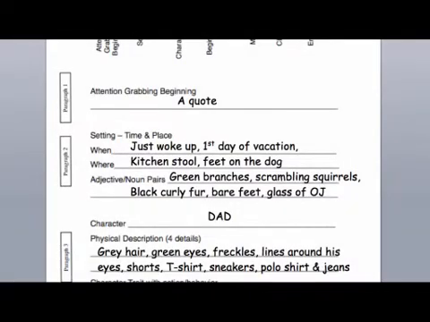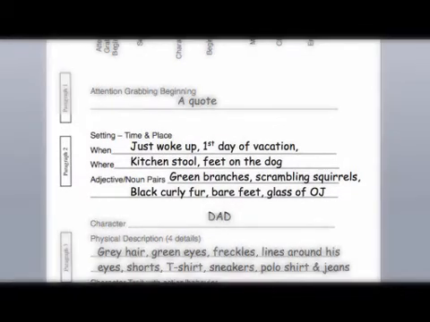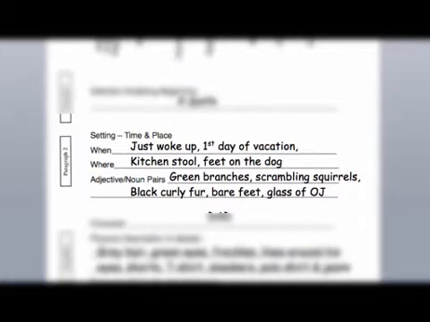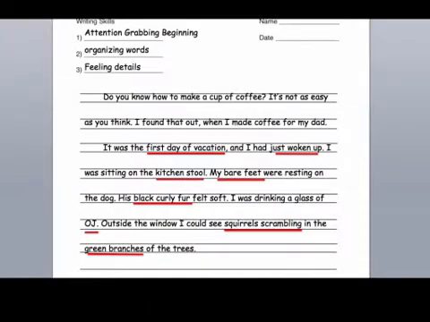The next paragraph is your setting. Sentences providing descriptive details of where and when, along with adjective-noun pairs, create mental pictures for your reader. It's easier for them to become emotionally involved in your story. Write your setting.